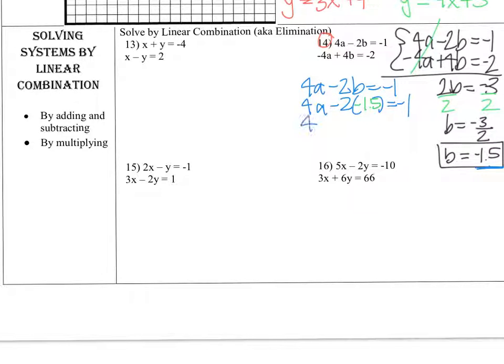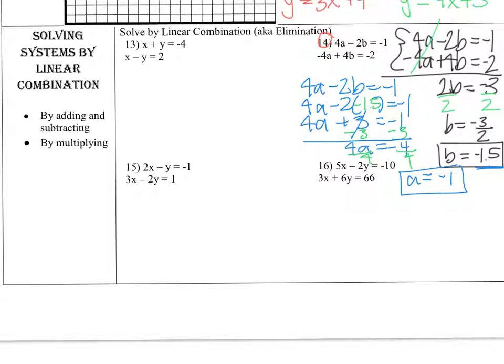Let's do our math. So I have 4a. If I have two $1.50s, that's $3. And a negative times a negative is a positive, so plus 3 equals negative 1. Now we'll solve for a. I'll subtract 3 from both sides. I get 4a equals negative 4. I'll divide by 4 on both sides, and we get a equals negative 1.